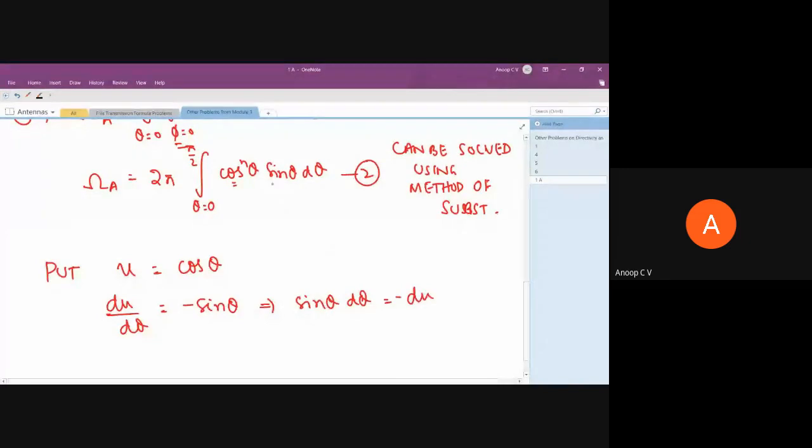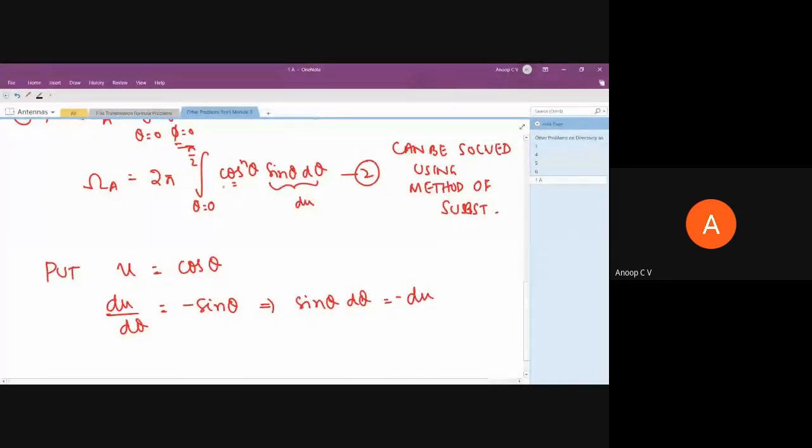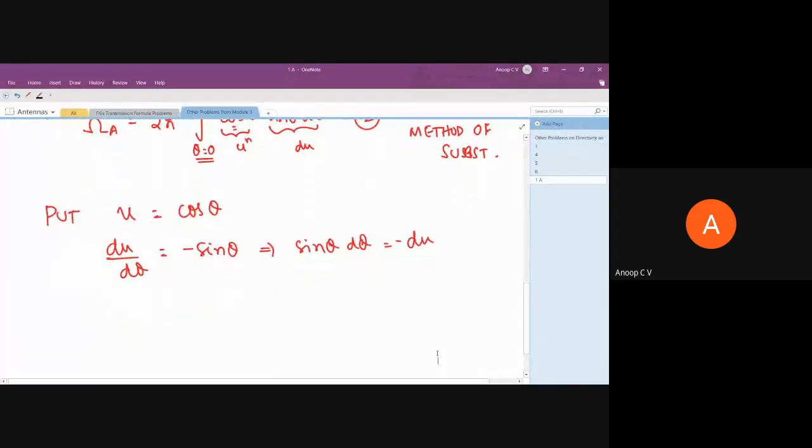So here we have sin theta d theta, which can be replaced as du, and cos power n theta can be replaced as u power n. But we have to take care of the limit now, right? From theta, I have converted the function of theta into u, so I should take care of the limit.